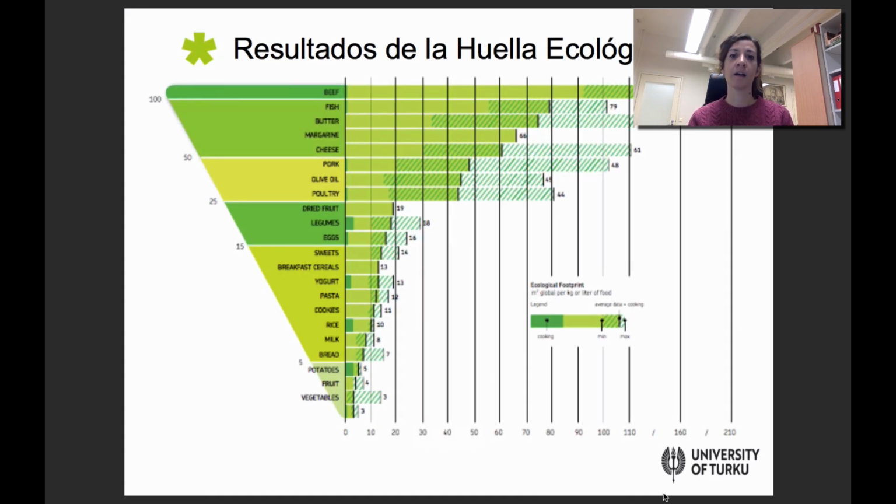And finally, here are some results of the ecological footprint. Again, no big surprises. We have beef on top, and then we have again fruit and vegetables at the bottom. So also when it comes to land, so the amount of land necessary, beef is really the type of food that requires the most land, as also other animal products.